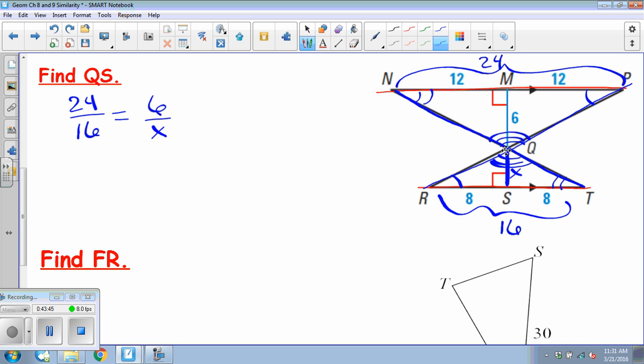But in case you didn't, so now we have 24x equals, what's 16 times 6? 96. If you divide both sides by 24, we get x equals 4. So this is 4. Now, it's not asking us this here, but a good question would be, how will we find this?